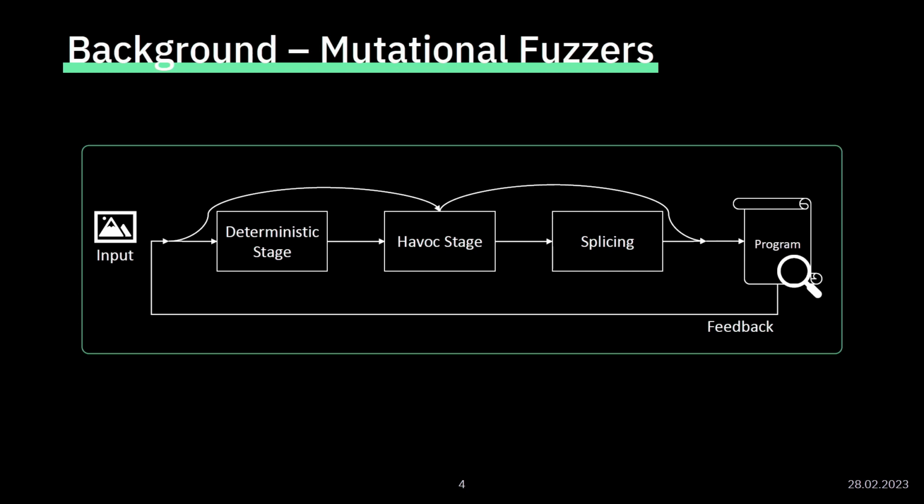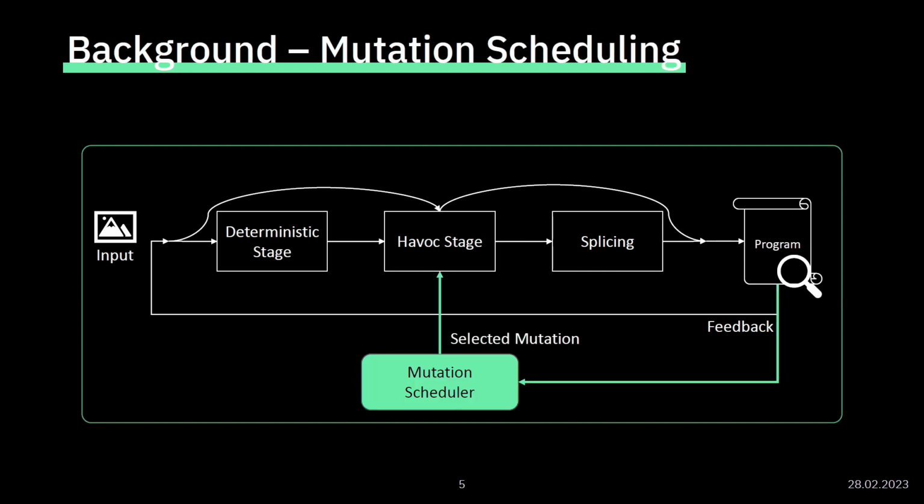And there are also fuzzers that leverage feedback from the execution, for example new coverage reached, to further steer this process. So in that picture, what is a mutation scheduler doing? A mutation scheduler is a new component in this process, which optionally takes feedback from the execution and tries to adapt this probability vector for the different mutation operators in the havoc stage.